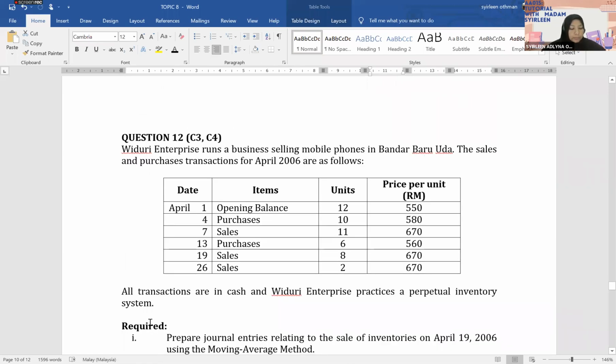Okay, so question 12 ni comprehensive lah. You need to do the journal as well. Okay, so dekat sini kita ada purchases and sales for Widuri.